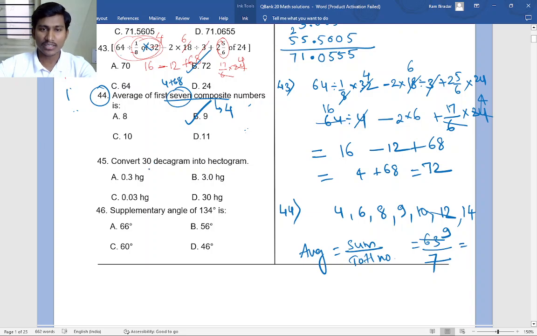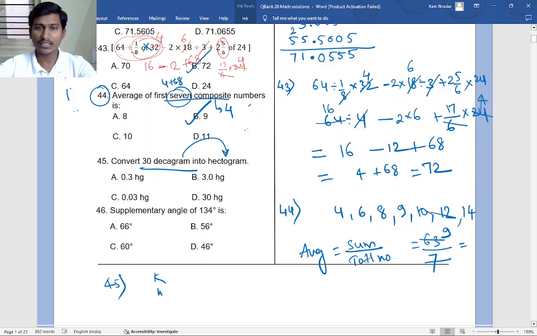So what is the question? Convert 30 decagram into hectogram. So what we have to do? We have to convert from decagram to hectogram. So we should remember the table. So what is the table? So let me write 45 here. So here kilo, after that hecto, deca, that you should remember, right? So kilo, hecto, after that deca will come. So kilo, hecto and deca.